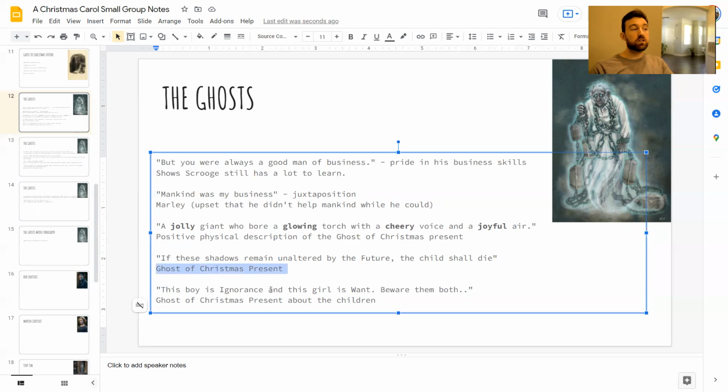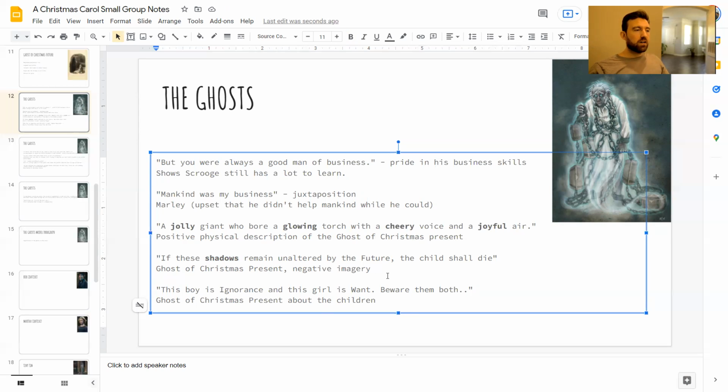So just because the Ghost of Christmas Present is one of the more joyful, pleasant ghosts, doesn't mean that he isn't still there to warn and transform Scrooge. So the fact that he says, "if these shadows remain unaltered, the child shall die." So this imagery is incredibly negative, right? Negative imagery, basically telling Scrooge off, saying, look, you're in the shadows right now, dude. If you don't work this out, then you're going to be with Jacob Marley. You're going to be in hell.